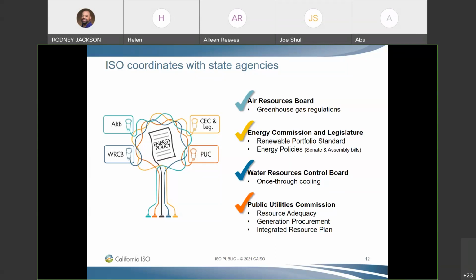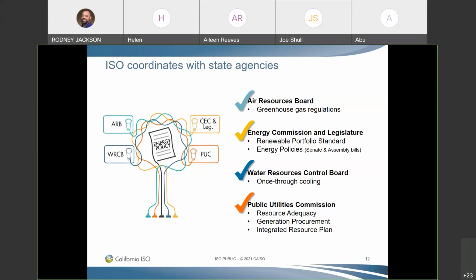And now, the ISO also works with the California Public Utilities Commission on resource adequacy and generation procurement. Now, the CPUC implements and administers RPS compliance rules for California's retail sellers of electricity, which includes large and small investor-owned utilities, electric service providers, and community choice aggregators. Now, the CPUC adopted a resource adequacy, or RA, policy framework in 2004 in order to ensure reliability of the electric service in California.